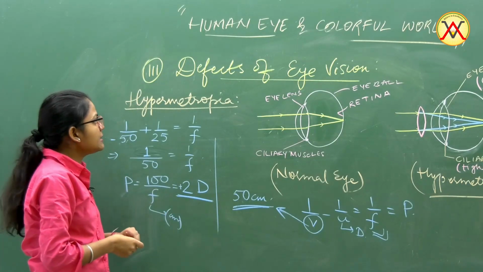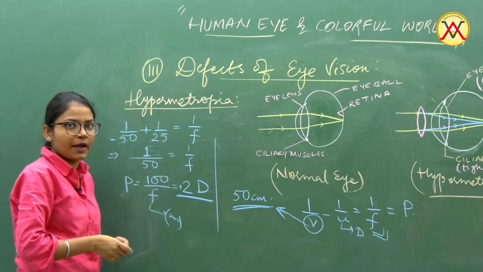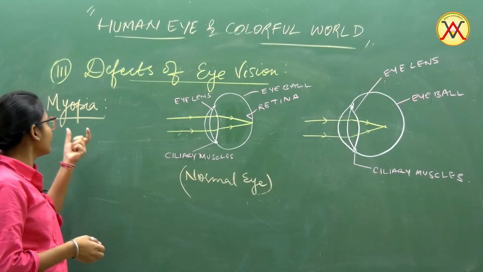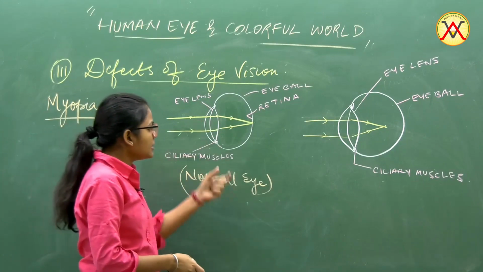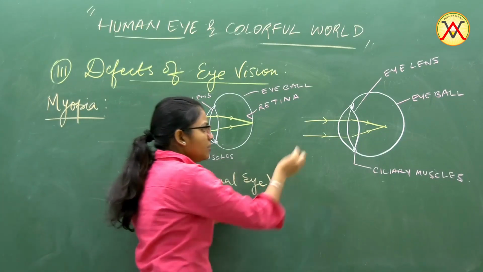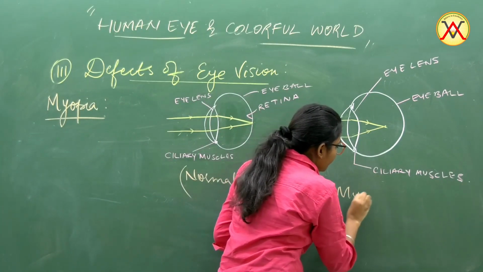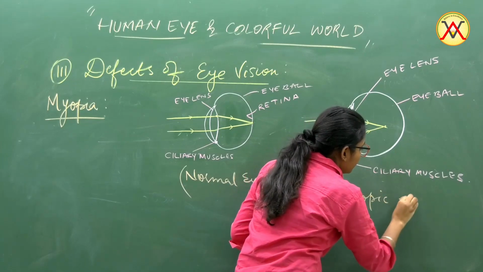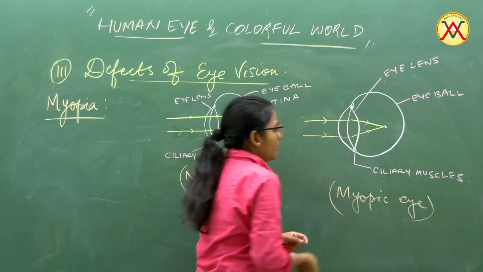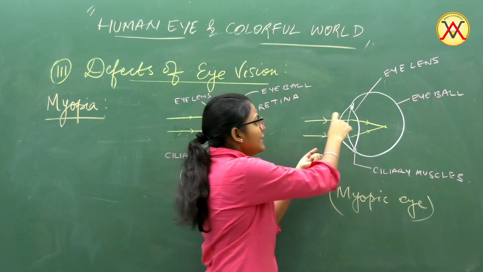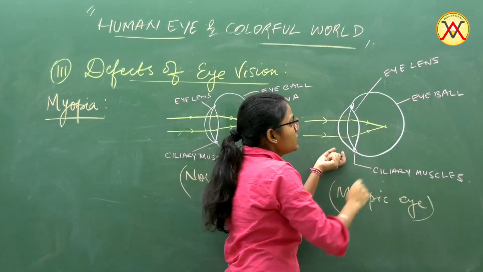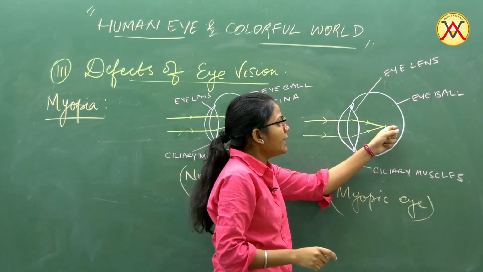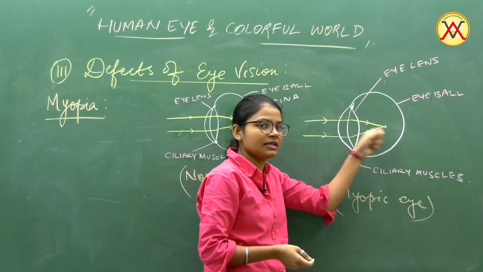Okay, let's discuss another defect called myopia. Let's start with our next defect, known as myopia. This is the case for our normal eye. Now, this is the case for our myopic eye. In a myopic eye, the lens focuses your light rays or your object at a point just before the retina.